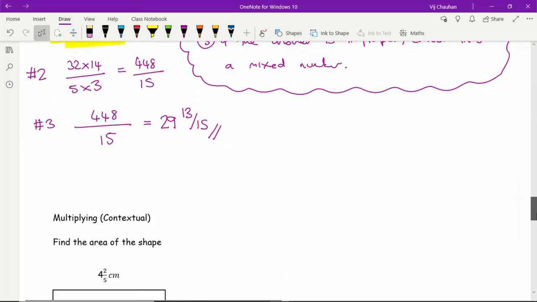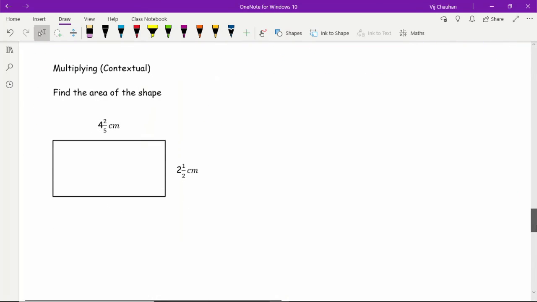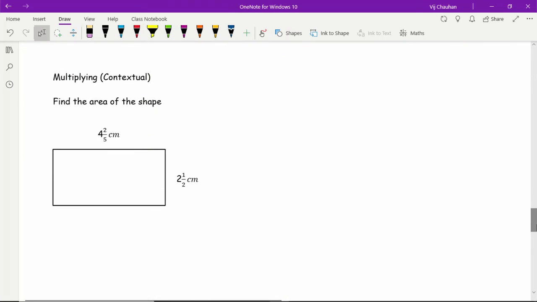So let's have a look at a multiplying contextual question. Contextual is just where fractions are used in a non-fraction format. So here we're combining fractions with area. The question is asking us to find the area of the shape, and this shape is a rectangle.